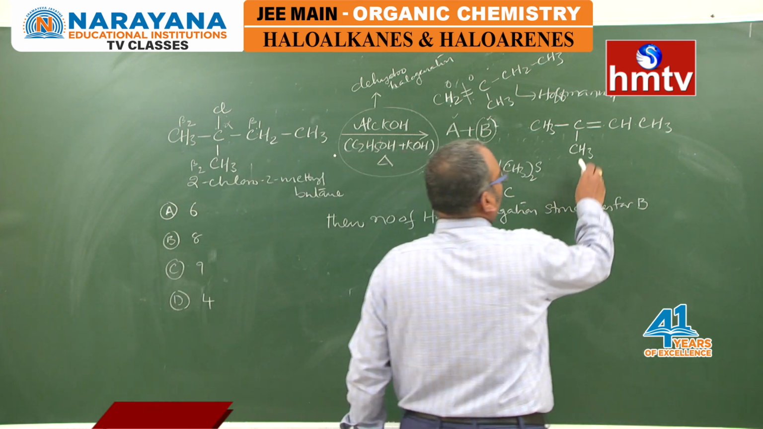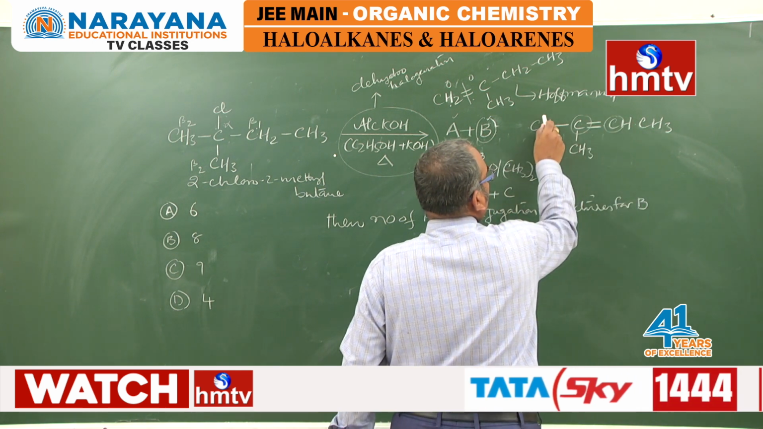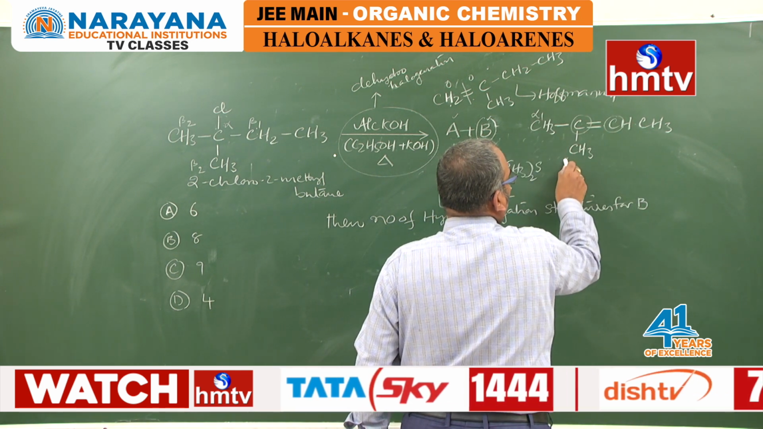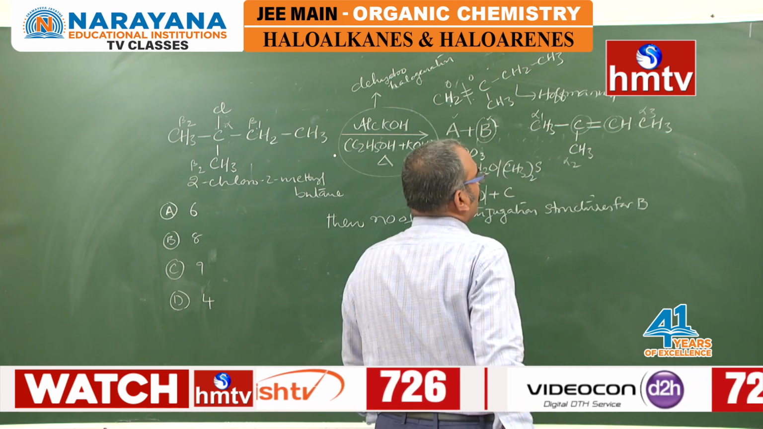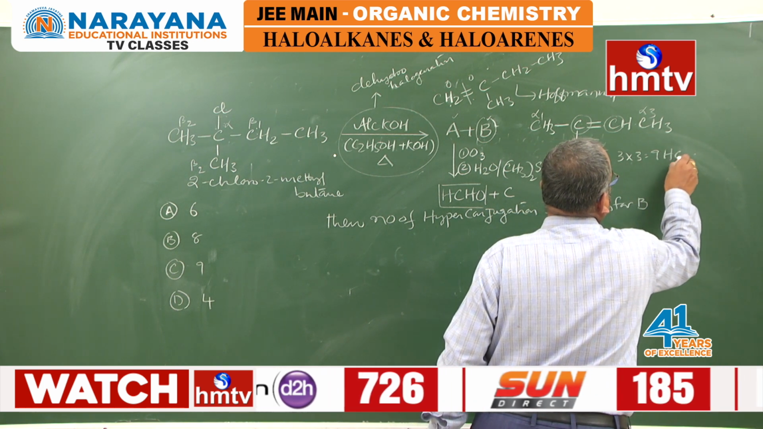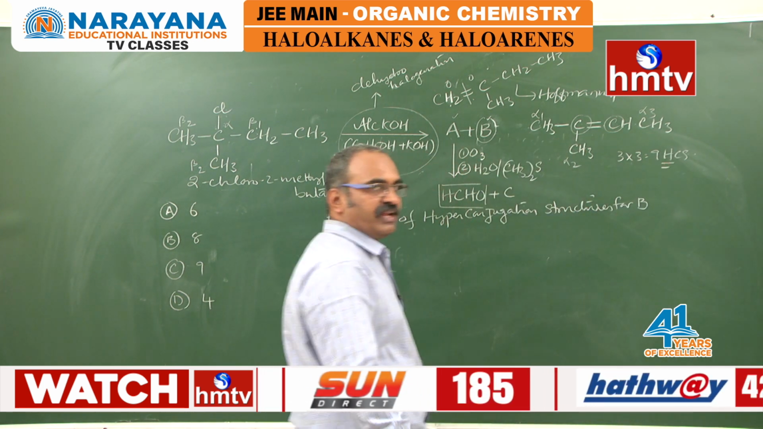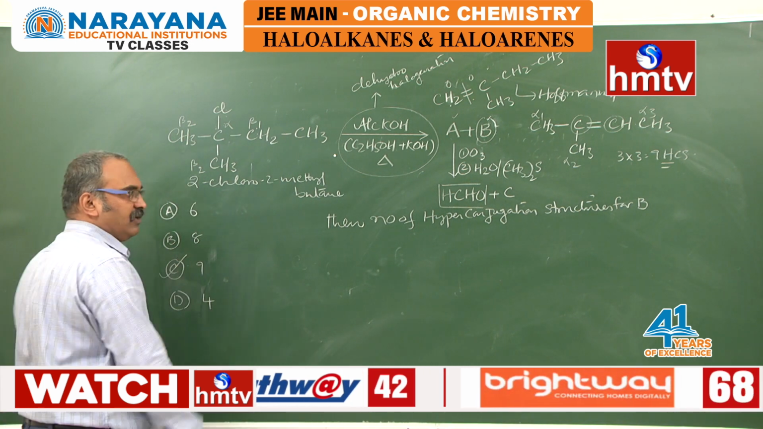Now, B has how many hyperconjugate structures? This is a vinylic carbon, this is a vinylic carbon. These are the alpha hydrogens: alpha 1, alpha 2 and alpha 3, each having 3 hydrogens on it. So 3 into 3 is 9 hyperconjugation structures, because the number of hyperconjugate structures for any alkene is equal to the number of alpha hydrogens. That is why C is the answer.